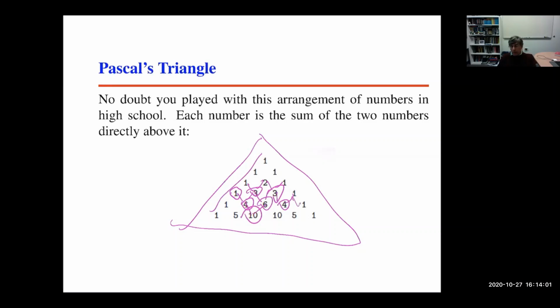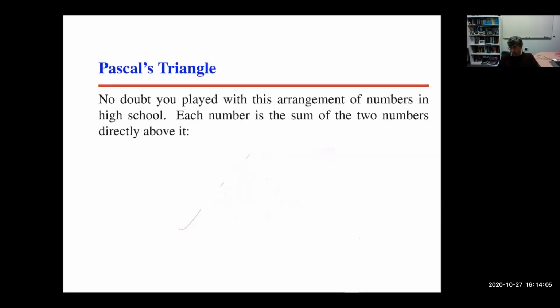Now, why did your teacher make you do this? Part of it was to keep you busy and quiet at some point, to build the first 10 rows by practicing your addition. But what they were really doing, why did Pascal care about this?